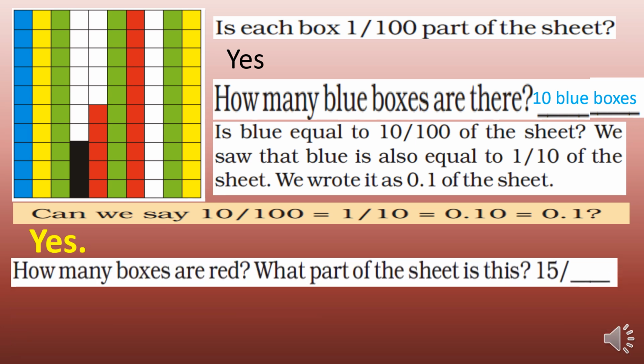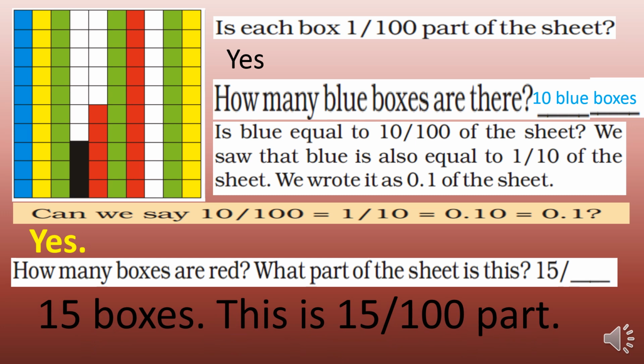How many boxes are red? So here you can see one full strip and one half strip. So there are a total of 15 boxes, right? So what part of the sheet is this? So it is 15/100.